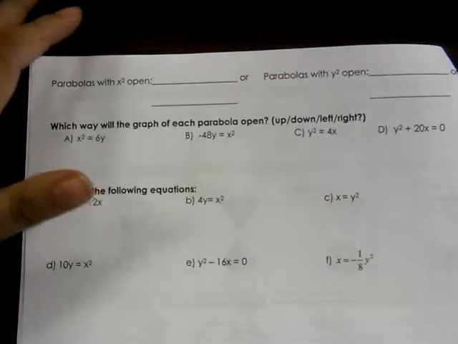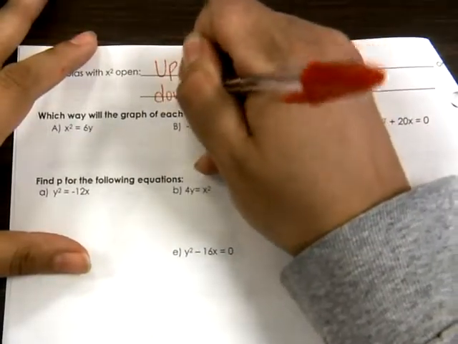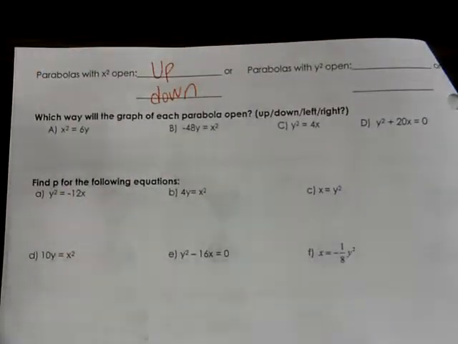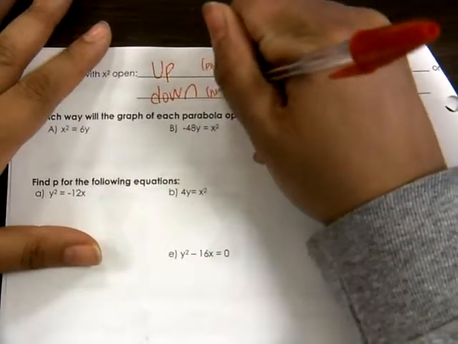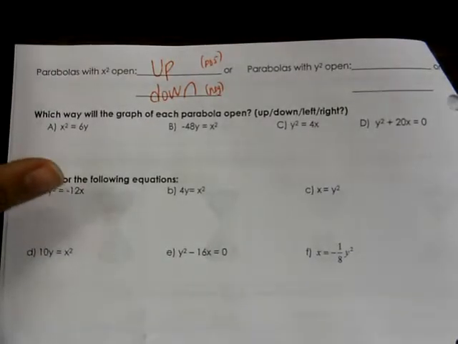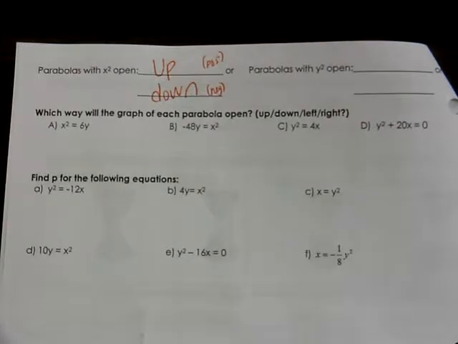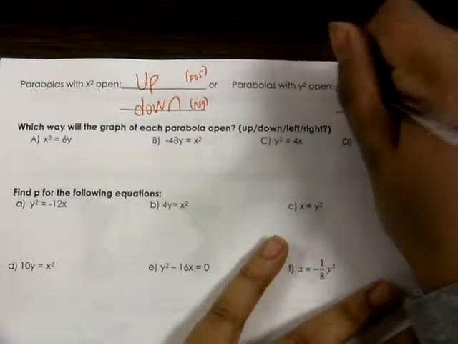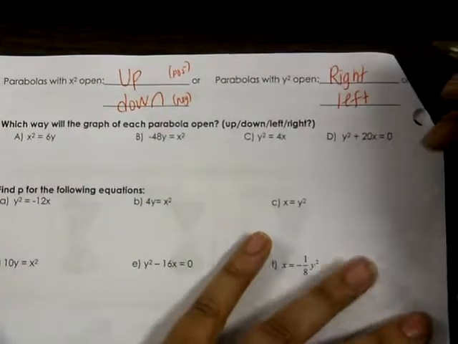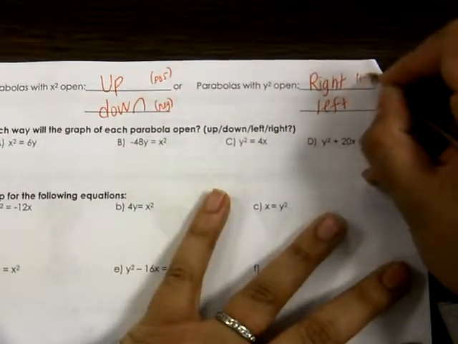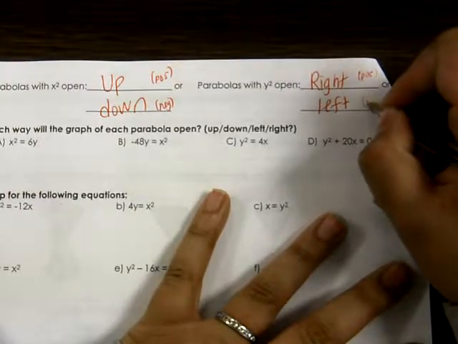All right, here we go. It says at the top, just a quick summary. Well, we just found out that any parabola that will have an x squared is going to open up or down. If it's an x squared with a positive number, it's opening up. If it's got a negative number, it's opening down. All right, parabolas with a y squared open right or left. Again, same idea. Parabolas that open right will be positive, and parabolas that open left will be negative.